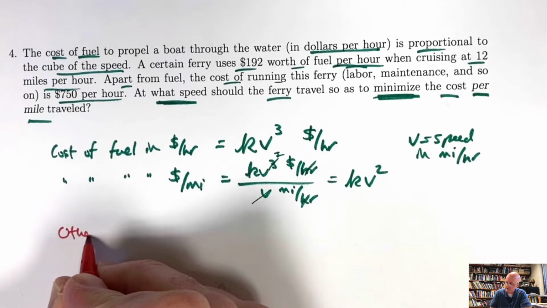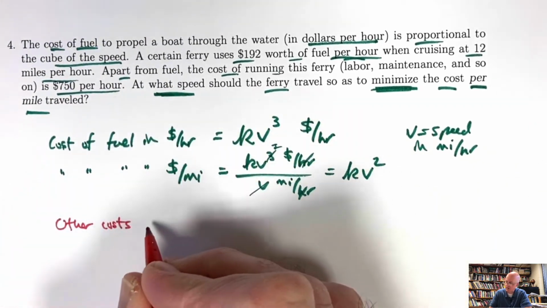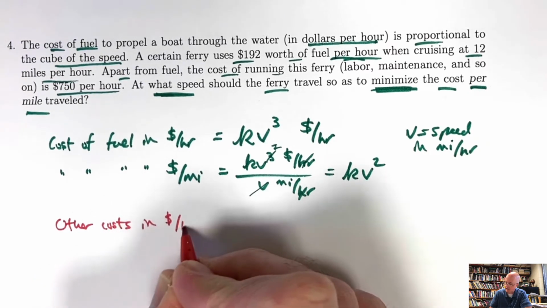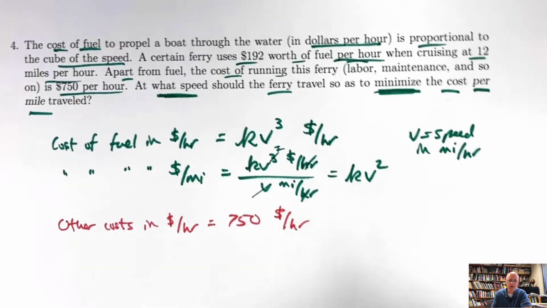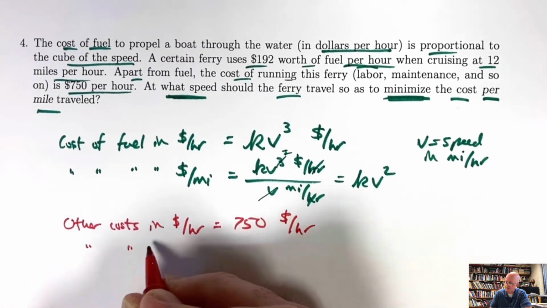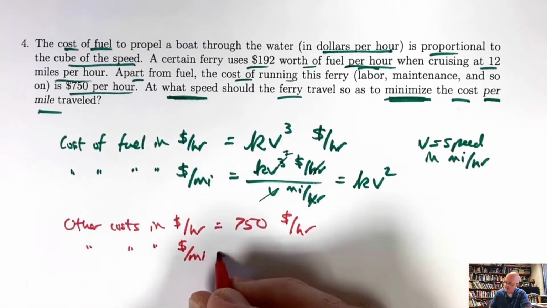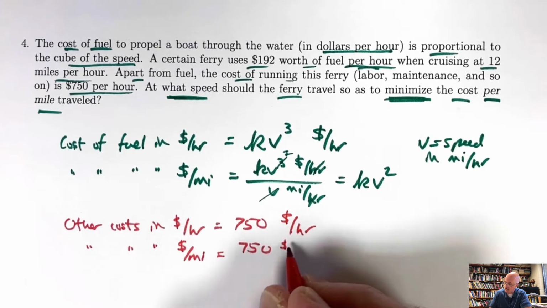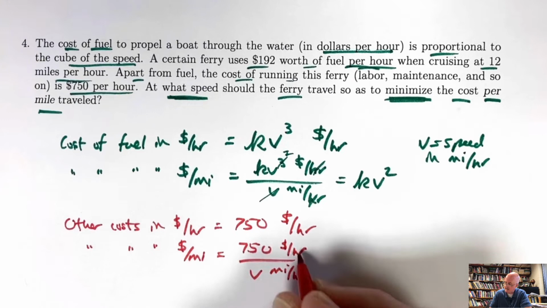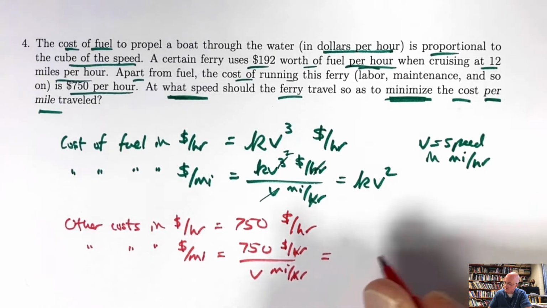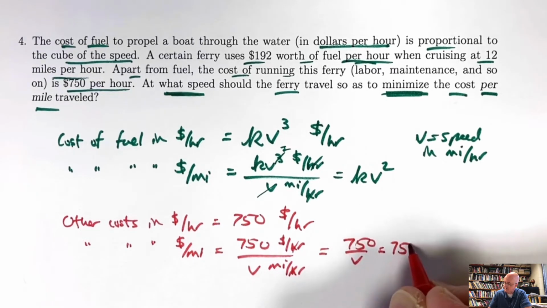Other costs, given to us in dollars per hour, is a constant, $750 per hour. We want to convert those other costs to, once again, dollars per mile. Once again, we just divide by V. $750 per hour divided by V miles per hour. The hours again cancel, leaving a quantity in dollars per mile: 750 divided by V, or 750 V to the negative 1.